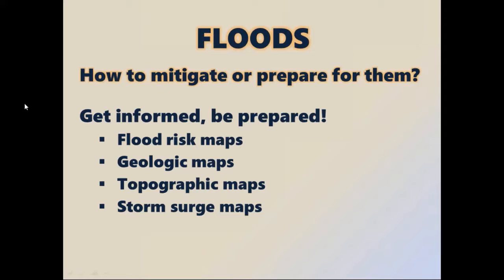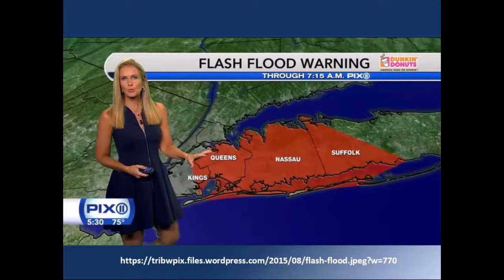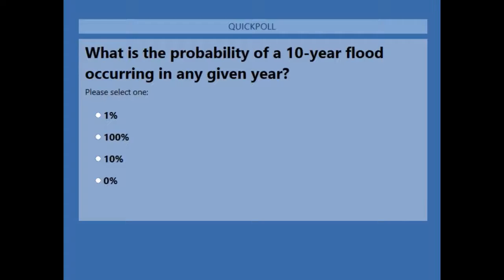So as far as floods go, how do you mitigate or prepare for them? There's really no way to stop the weather from happening, and you can't really predict how much water is going to fall in any given rain event in the future. So basically, information is the big deal. Even local newscasts will have maps available on their weathercasts that talk about flooding, and they'll identify areas that are at risk for floods during big weather events.